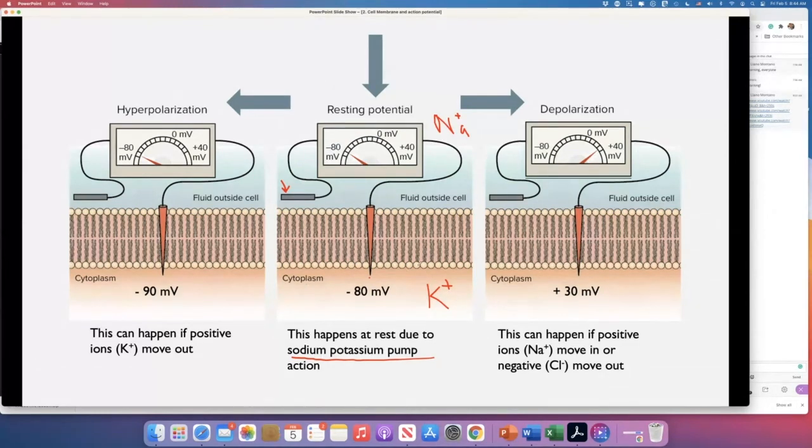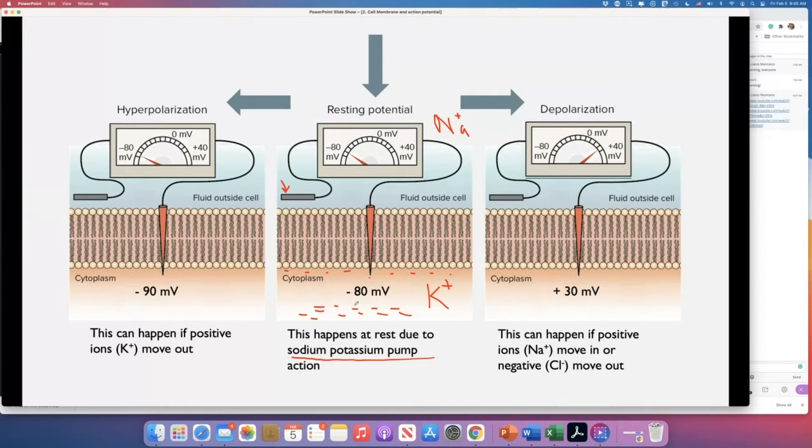But the anions can't leave, so there are more negative charges. The anions that normally were paired with this potassium that is moving out, so negative charges predominate in the inner side of the membrane, due to the action of the sodium-potassium pump. If the sodium-potassium pump wasn't working, then sodium would rush in, potassium would go out, and there would be an equilibrium, and there would be no difference in electric potential, and that means death.